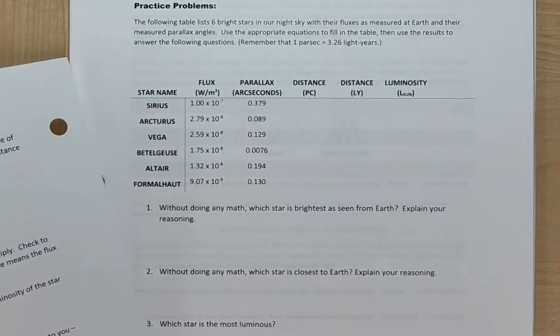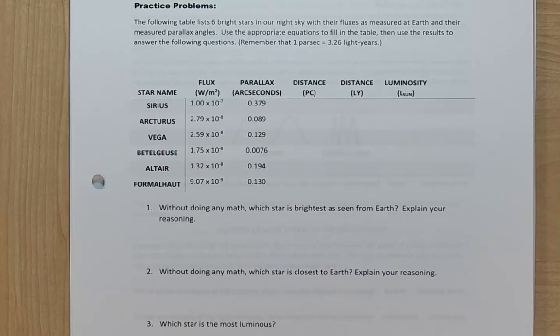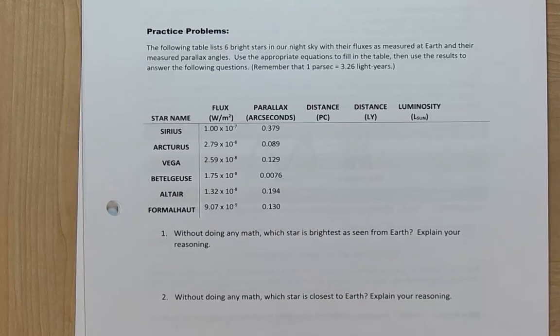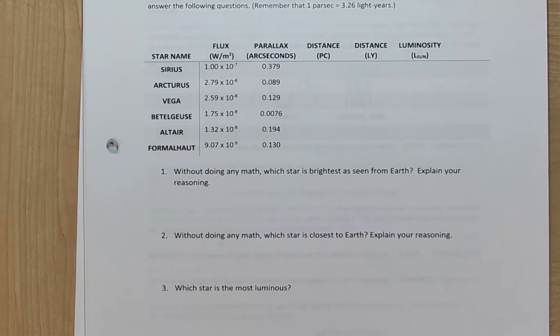Okay? No questions on the next page, right? Okay, good. So now we've got more stars to investigate. We've got these 6 stars. You measured their fluxes. You measured their parallaxes. What can we figure out? Well, if you have the parallax, you can figure out the distance. And if you have the flux and the parallax, then we can figure out the luminosity. But before we fill that out, these questions are saying, without doing any math, which star is brightest as seen from Earth?